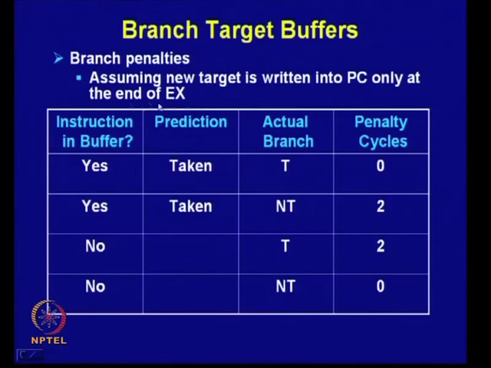Assuming a new target is written into PC only at the end of the execution cycle. If the instruction is in the buffer and the prediction is taken and actual is taken, there is no penalty. If your prediction was taken, but actually not taken, there will be a loss of 2 cycles, as I have already explained. If the instruction is not in the buffer, then if your prediction is not taken, but actually it is taken, then again you will lose 2 cycles. But if the prediction is not taken and it was not taken, then there is no loss of cycles. So this is how the branch target buffer works, and we can have losses in 2 cases and no loss in 2 cases. That means we can say 0 latency.